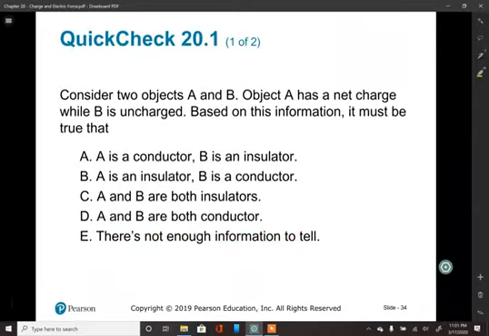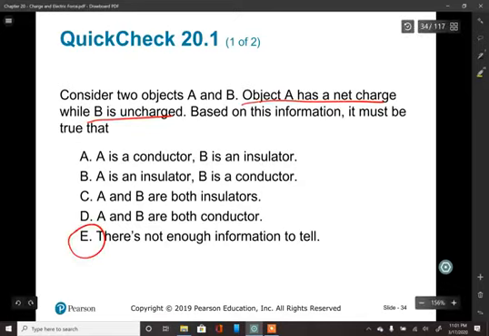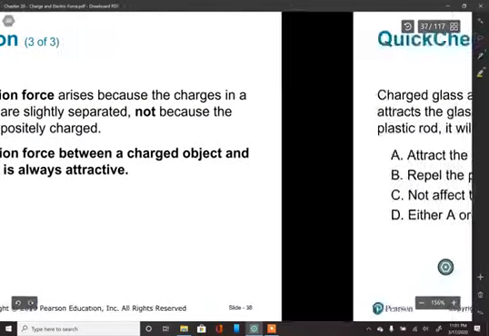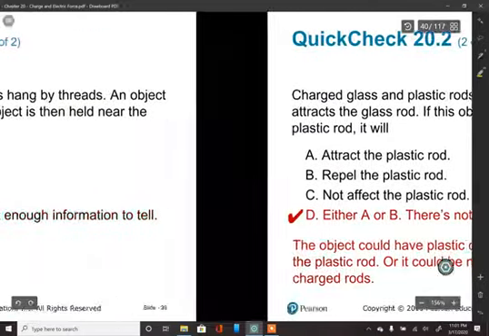So here's a type of question that you might see. Two objects. Object A is charged, object B is uncharged. Can you tell me anything about whether those are insulators or conductors? The answer to this is no. Both the objects can hold charge, but conductors and insulators are about transferring charge. I didn't tell you anything about the transfer or flow of charge. So it's got to be E.